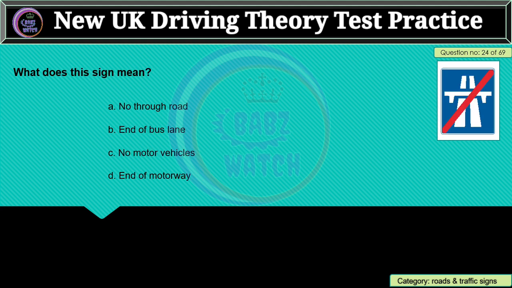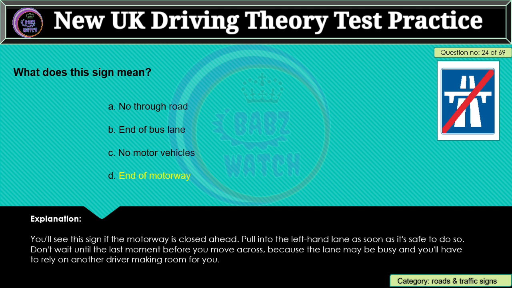Question 24 of 69. What does this sign mean? A. No through road. B. End of bus lane. C. No motor vehicles. D. End of motorway. The correct answer is D.